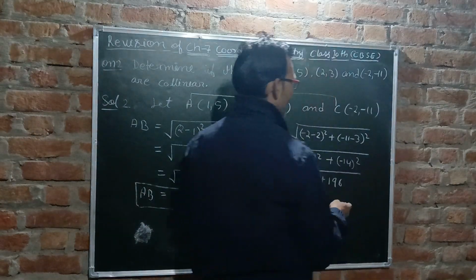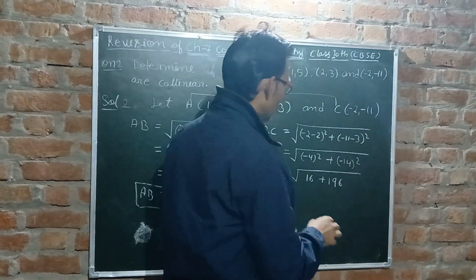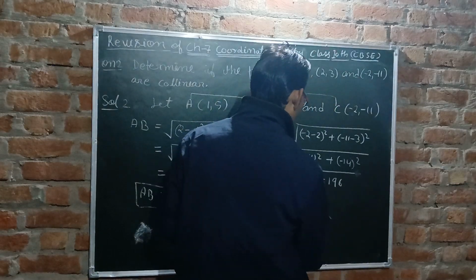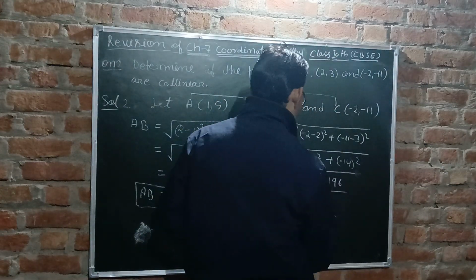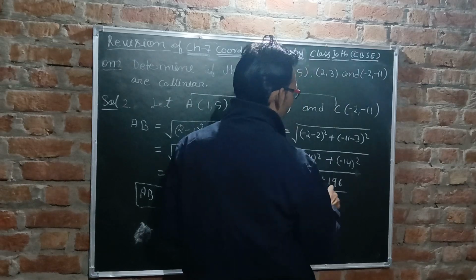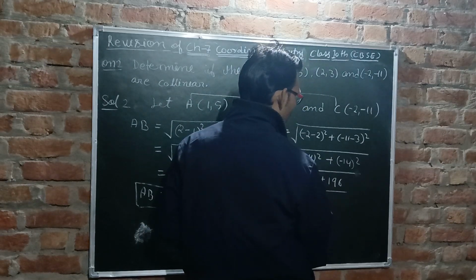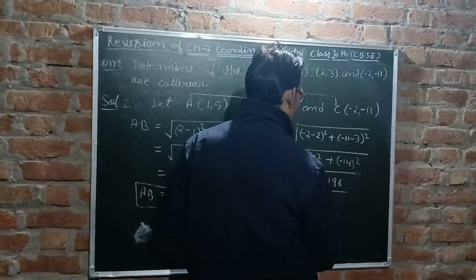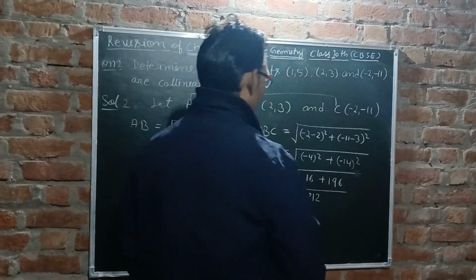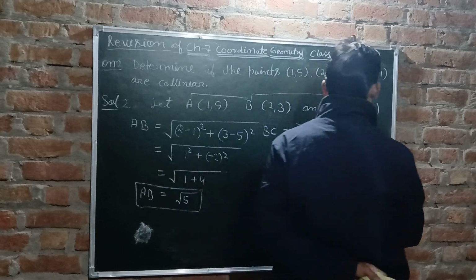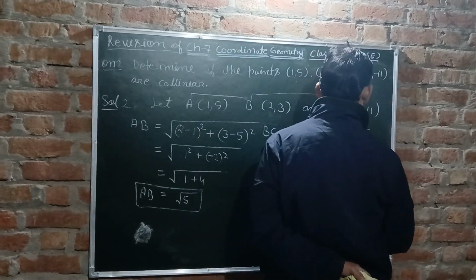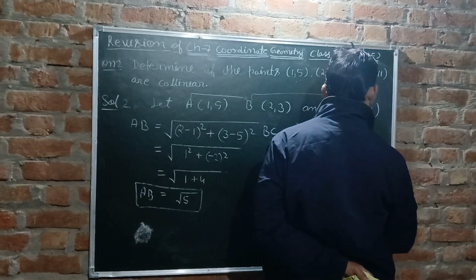196, or you can multiply 14 by 14, so you will get 196. Now I will add 6 and 6, it will be 12, that is 2, carry 1. 10 and 1, how much? 11, carry 1, it will be 212. So I can do the factor of 212.